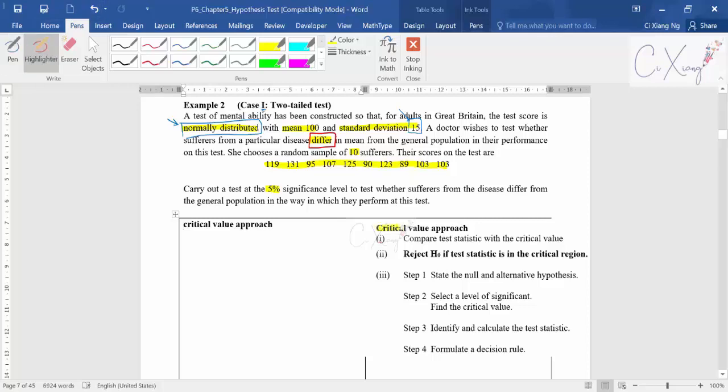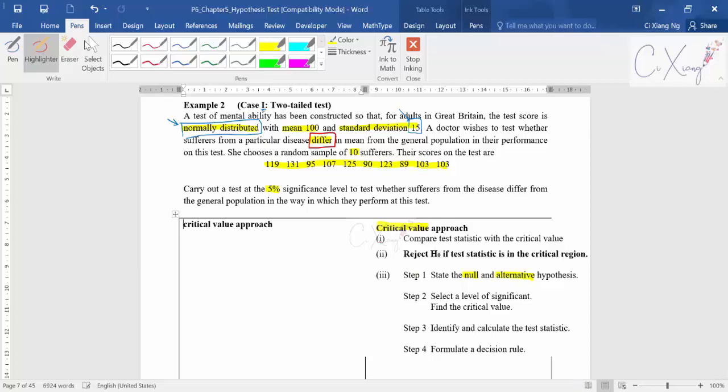If we are talking about the critical value approach, you will see that there are a few steps here. Generally in a test we should have all this information. In some marking schemes or reference books, the way they present the steps might be a bit different, but generally these are the important information that you must include in a test. For step number 1, you need to have the null and alternative hypothesis.